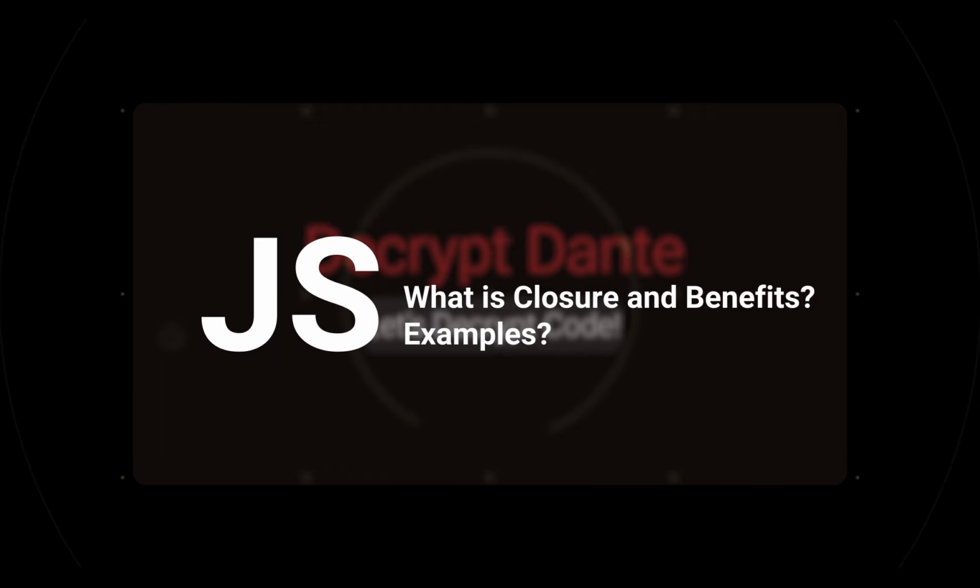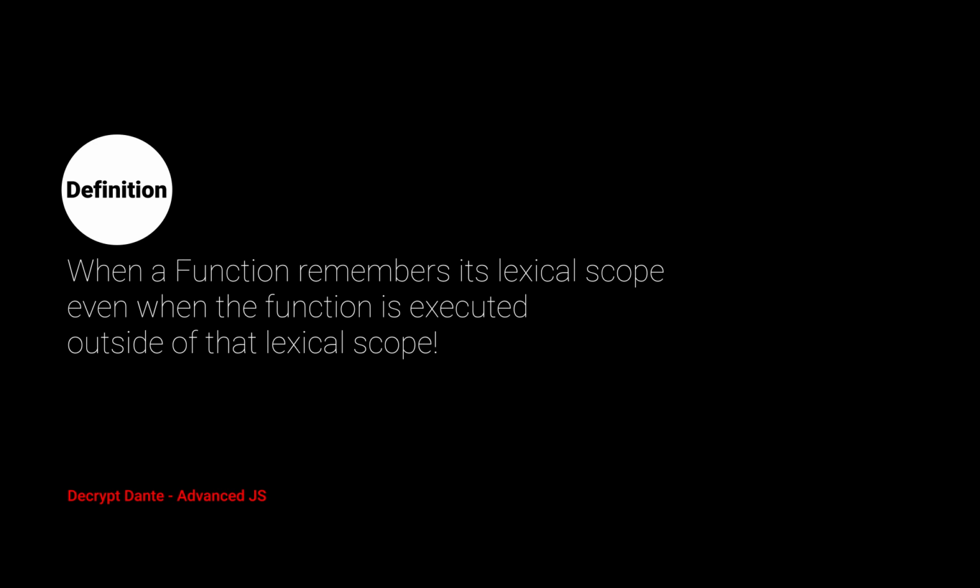We're going to talk about closure today. What is closure in JavaScript and what is the purpose of closure? So the definition of closure is when a function remembers its lexical scope even when the function is executed outside that lexical scope. Alright, so we need to understand what is the lexical scope of a function, okay?